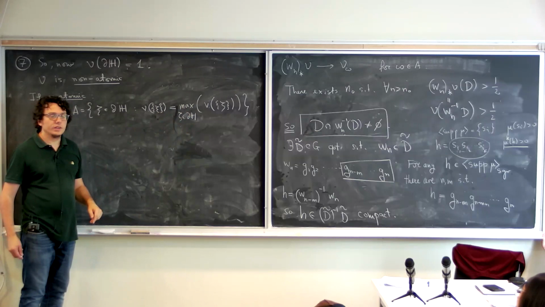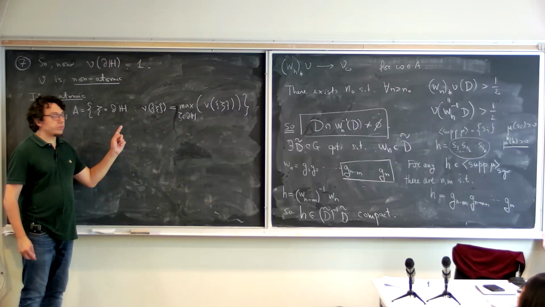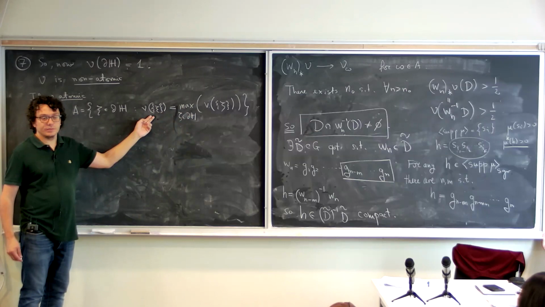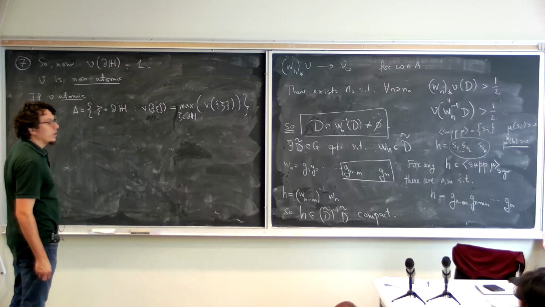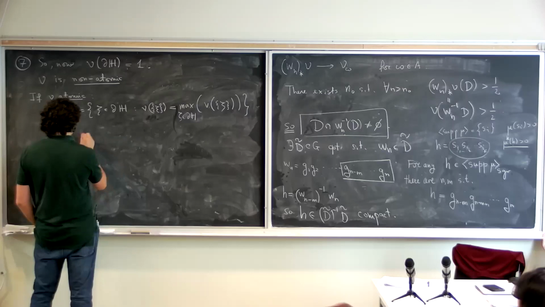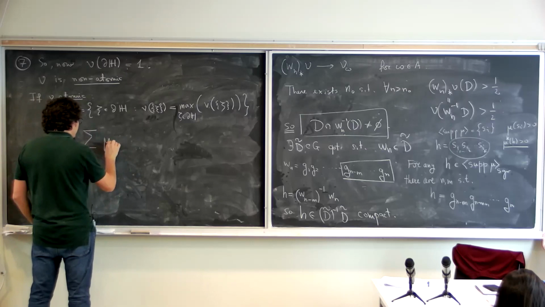So now you can guess what we want to show. We want to show that the group action wants to fix this set of maximum weights, right? And the way to do this is you look at the stationary condition. So again, by stationarity, nu is the same as the sum of mu(g) times g star nu.